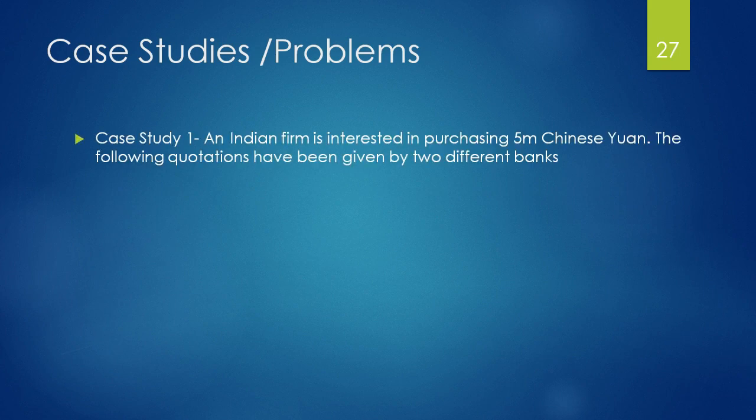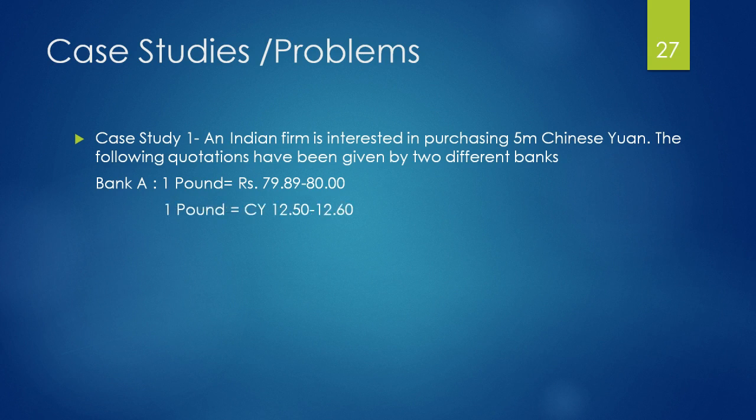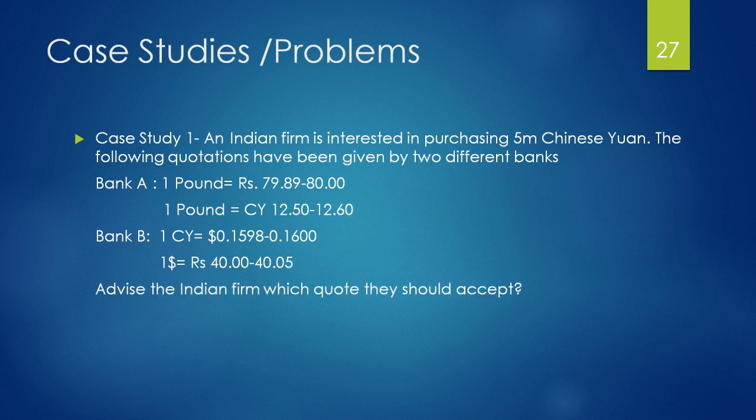It goes like this. An Indian firm is interested in purchasing 5 million Chinese yuan. The following quotations have been given by two banks. Bank A: 1 pound equals rupees 79.89/80.00, and 1 pound equals Chinese yuan 12.50-12.60. Bank B gives 1 Chinese yuan equals $0.1598-0.1600, and $1 equals rupees 40.00-40.05. You have to advise the Indian firm which quote they should accept.